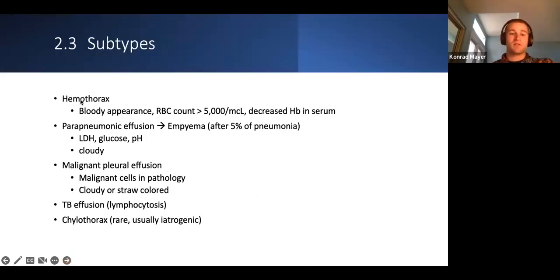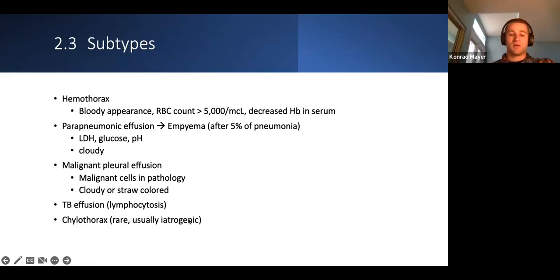So what are the subtypes? I just mentioned hemothorax. It would have a bloody appearance. The red blood cell count would be above 5,000 per microliter, and I would find a decreased HB in the serum. The most common pleural effusion is parapneumonic effusion, which can lead to empyema, and I'll get into that on the next slide. I mentioned malignant pleural effusion from cancer. This would be cloudy or straw colored. I mentioned TB effusion and the differential cell count, which would show lymphocytosis. And further, this is very rare, but this is for the medical students, this is a chylothorax.